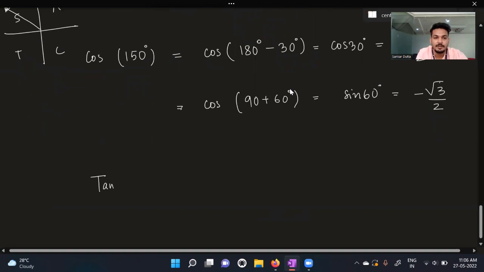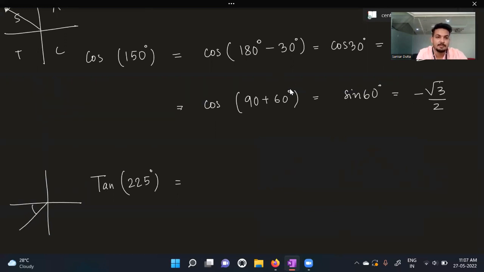Tan of 225 degrees. So first of all, let's locate 225 degrees. 225 degrees is located between 180 degrees and 270 degrees. So if I break it, this would become 180 plus 45 degrees. So this is nothing but tan of 180 plus 45 degrees, which is nothing but tan of 45 degrees.